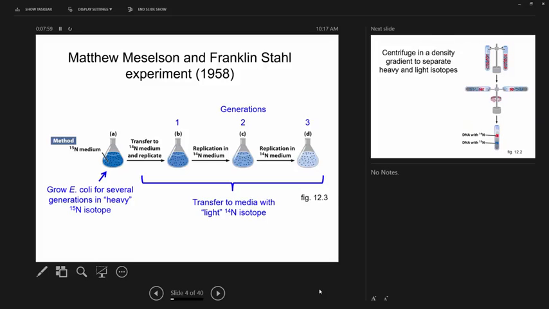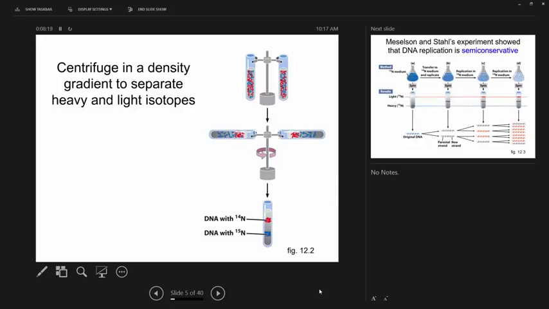All right. So at each generation, the new DNA is going to be made with the 14N light nitrogen, and the old DNA is still going to have the 15N heavy nitrogen. So how do we tell the difference? We use a technique called density gradient centrifugation. Originally, all of your DNA molecules are mixed in a tube with a solution that is capable of forming a density gradient.